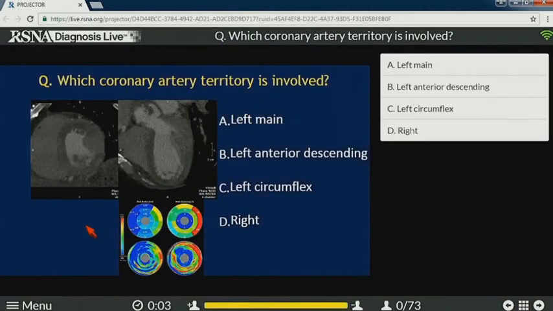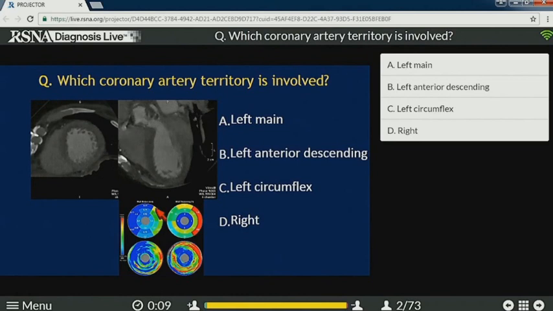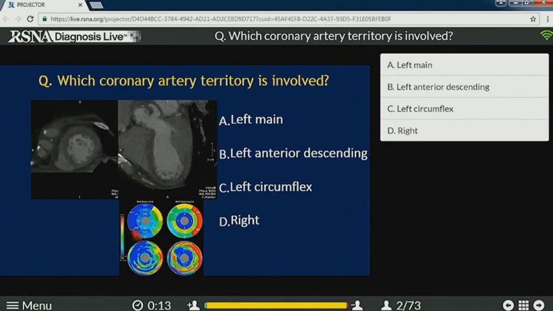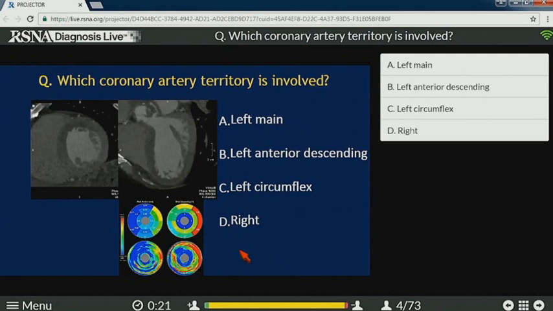So here are the cine images of a CT. And this is a bullseye representation where you're showing the abnormal segments by the blue color. So all the blue colors represent abnormal segments. So which coronary artery territory do we think is involved here? Is it the left main, LAD, circumflex, or the right?